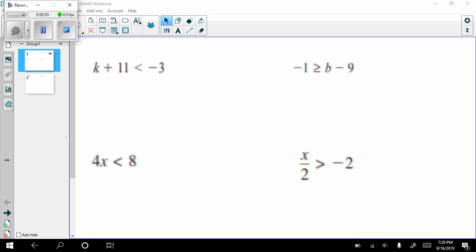Hi guys. This is going to be used for differentiation. We just finished studying how to solve linear equations of all different kinds: one step, two step, multiple step with variables on both sides, and then rewriting literal equations. The very next section in our book is actually inequalities.